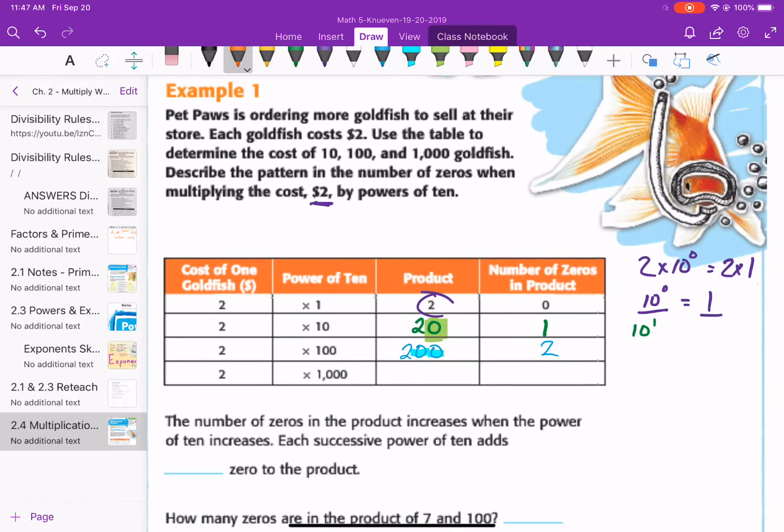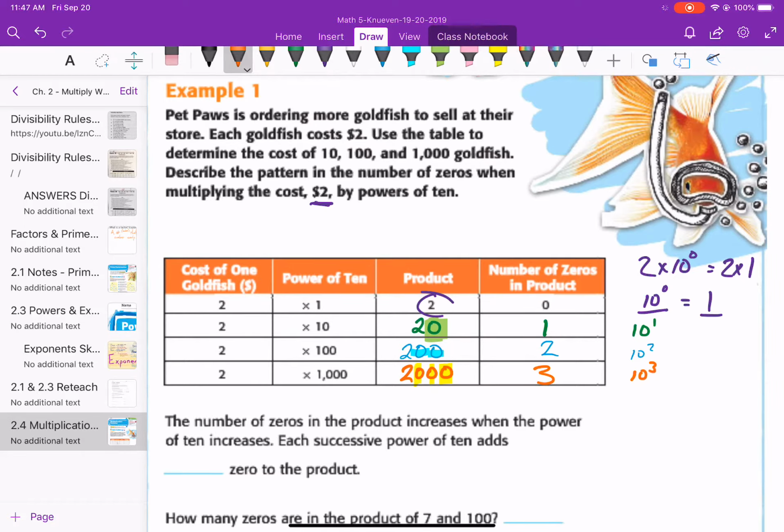And lastly, 2 times 1,000 would be 2,000. How many zeros do we see? I see 1, 2, and 3 zeros, so I have 3 zeros in my product. Let's backtrack here. If I have 100, that'd be like saying 10 squared. And if I had 10 cubed, I have 1,000.